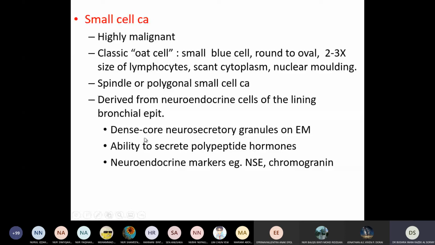For the electron microscope, we can see dense core neurosecretory granules. This is to give the evidence that it arises from neuroendocrine cells. Okay. It also has the ability to secrete polypeptide hormone. Also, neuroendocrine markers like NSE and chromogranin are positive in small cell carcinoma. Okay.